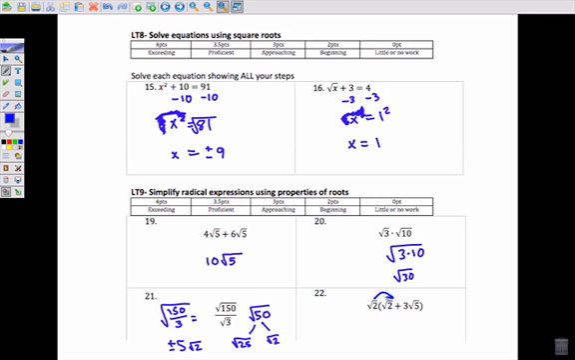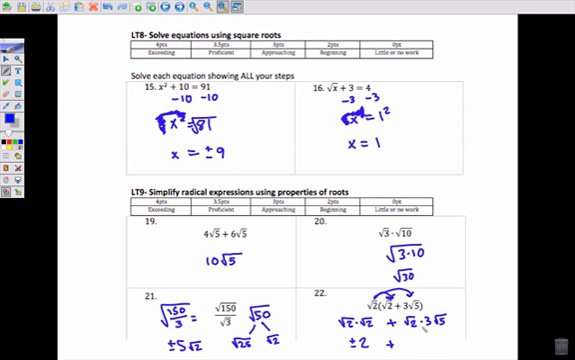Number 22 is distributive property. So that first step gives you square root of 2 times square root of 2, copy down the plus, square root of 2 times 3 square root of 5. Square root of 2 times square root of 2 is the square root of 4, which is just 2. Technically this is plus or minus 2. Square root of 4 is plus or minus 2.